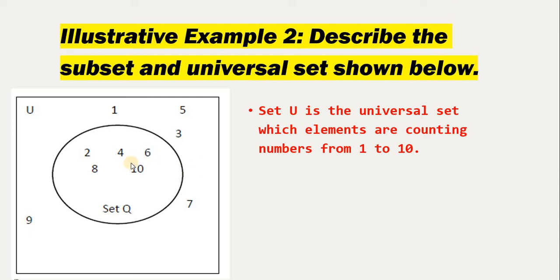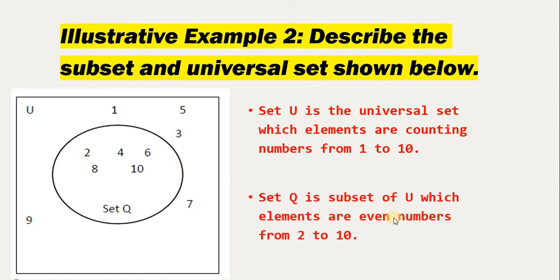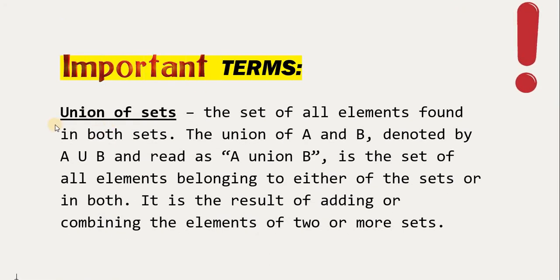Okay. Now, how about the set Q? How are we going to describe this? Ayan. Ang elements ng set Q ay 2, 4, 6, 8, 10 only. So, set Q is subset of U for the universal set which elements are even numbers from 2 to 10. Diba? Ayan. So, well-defined. Tandaan. Set is a well-defined collection of distinct objects.